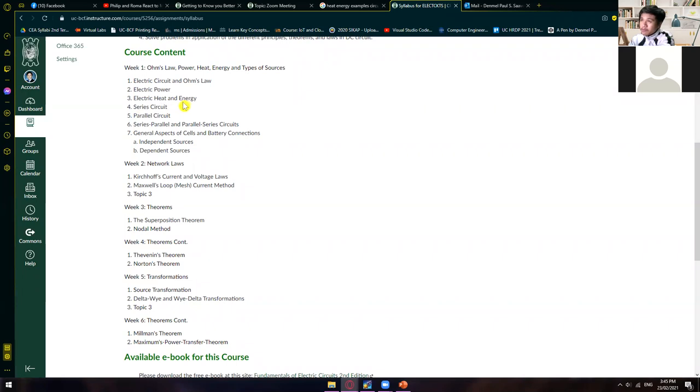For today, we will only talk about the basics of Ohm's law, and then the electric power, heat, and energy. We'll just go over the basics of those. And then next meeting, which will be on Friday, we'll talk about the series circuit, so lots and lots of examples of series circuit. And then parallel circuit, which is also, of course, lots and lots and lots of examples of parallel circuit.